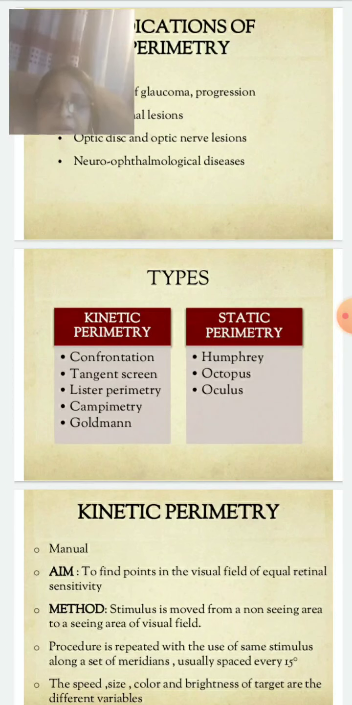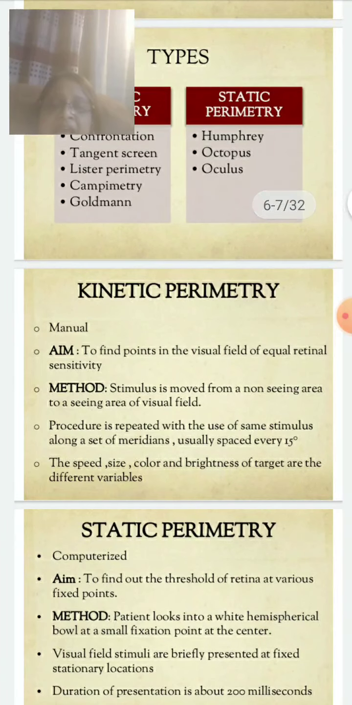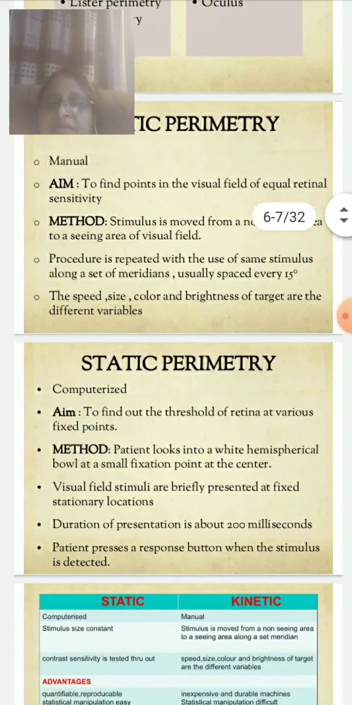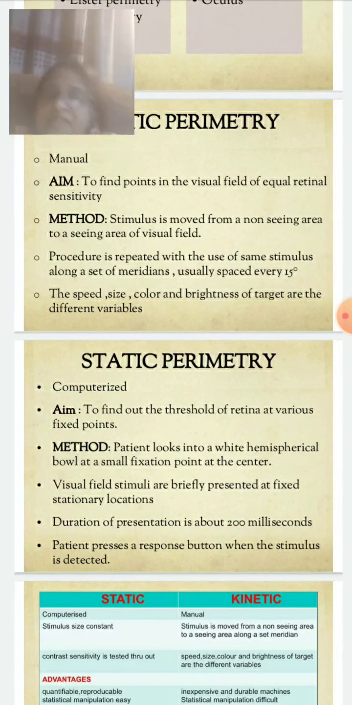So, what is kinetic perimetry? The types are confrontation, tangent screen, Lister perimetry, campimetry, and Goldmann. Static is Humphrey, Octopus, and Oculus. So, what is kinetic perimetry? In kinetic perimetry, the stimulus moves from the non-seeing area to a seeing area of the visual field, and it is a manual perimetry. While static perimetry is a computerized perimetry where the stimulus site is fixed. Only its brightness or sensitivity is increased or decreased, and on the basis of this, the visual field is mapped.